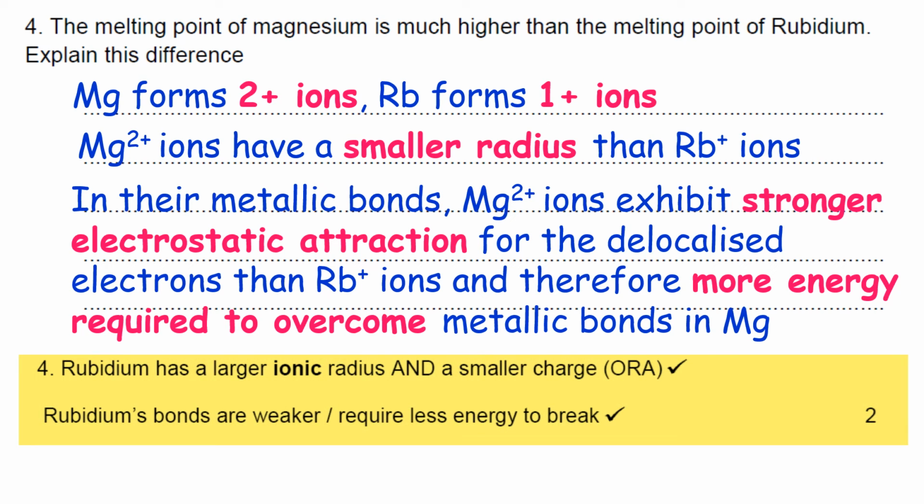The actual mark scheme is a bit more succinct. So the idea of ionic radius and charge together is your first mark. The ORA, that stands for or reverse argument. So you could say, for example, magnesium has a smaller ionic radius and a larger charge. And then rubidium's bonds are weaker and require less energy to break. So connecting it to the idea of melting is the second marking point.